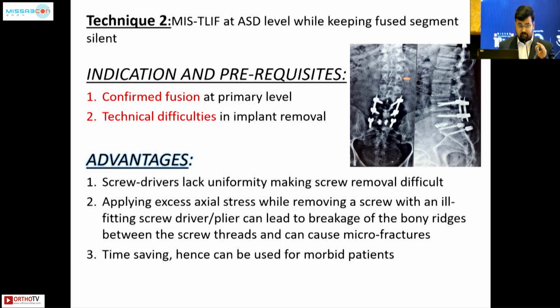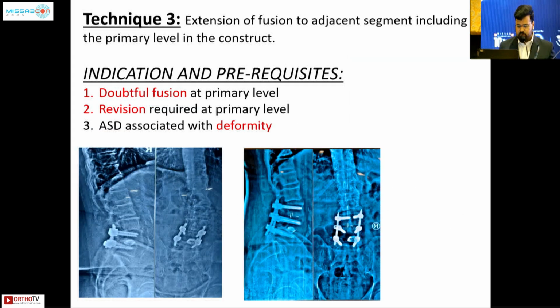Technique 2 is MIS relief at ASD level while keeping the fused segment silent. It is done in cases where you have confirmed fusion at the primary level and there are technical difficulties in implant removal. Many times patients who were treated elsewhere come to us with different companies' implants, so the screwdrivers lack uniformity, making screw removal difficult. Applying excess axial stress while removing the screw with an ill-fitting screwdriver or plier can cause breakage of the bony ridges and can cause microfractures. All this can be avoided by bypassing it. Hence, this is a time-saving procedure and can be used for morbid patients.